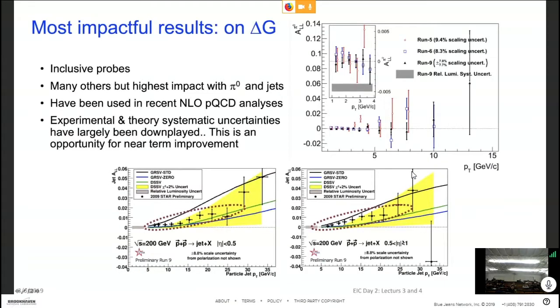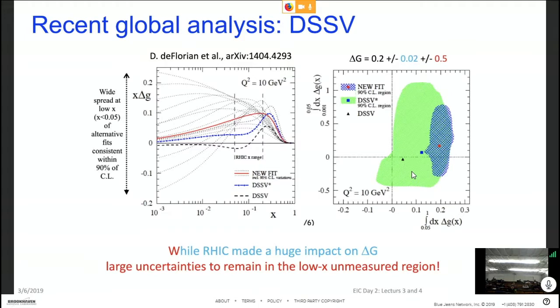Now let's look at what theorists did with these data. They took this data and put it in a global analysis and showed us that you can extract the polarized gluon distribution. What is shown here on the x-axis is the log of x, down to 10 to the minus 3, which is where our measurements end. And on the y-axis is x times delta G, the gluon distribution, coming from this publication, which is a global fit.